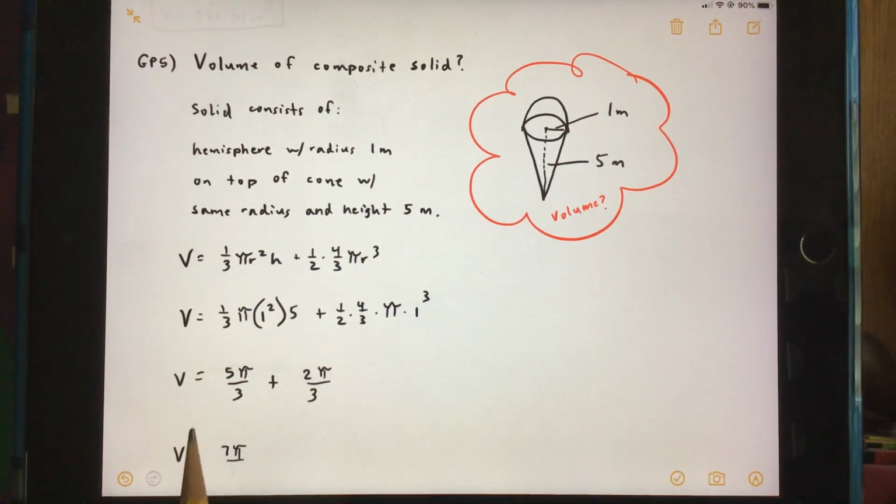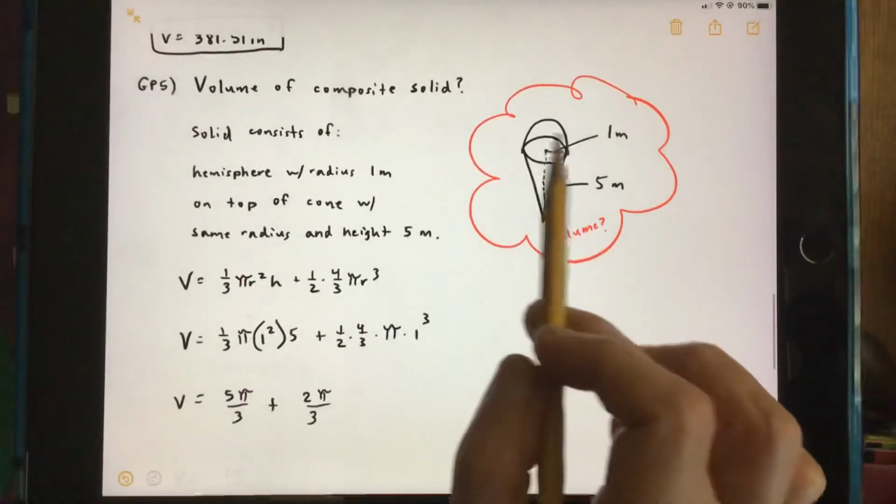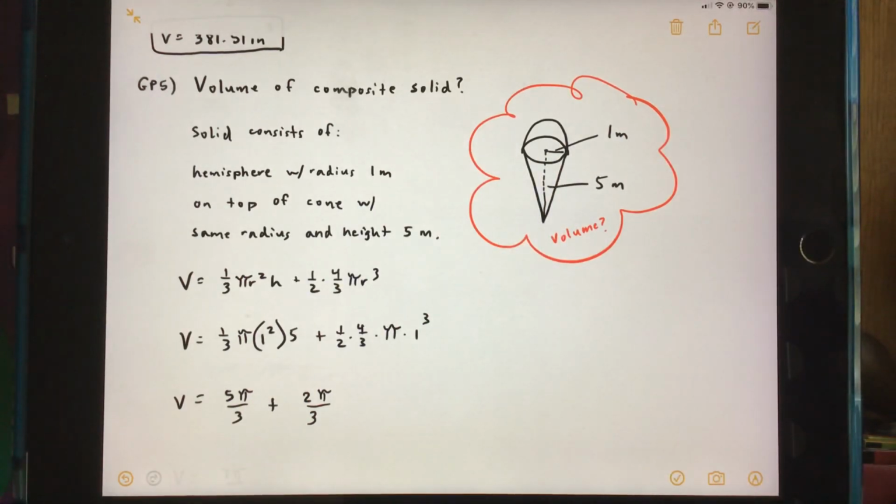Okay, let's go about simplifying this. So first thing I'm going to do is 1 squared is 1, and that means that all I have here is 1 times pi times 1 times 5. That's just 5 pi over 3. Over here, my 2 and 4 cancel out, so I have 2 over 3 times pi, and this is going to be 1, so it's just 2/3 pi. So I'm going to add those together. 5/3 and 2/3 pi gives me 7 pi over 3, and that's what I'm going to plug into my calculator. And that will give me a value for the volume of 7.33 meters cubed for that composite solid. Again, that's putting together the hemisphere, the half of the sphere, with the cone.